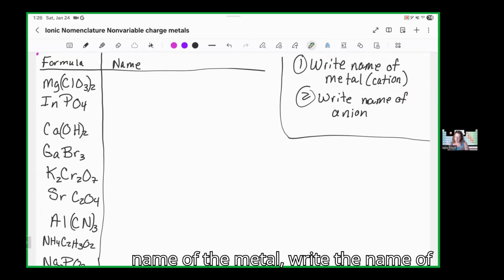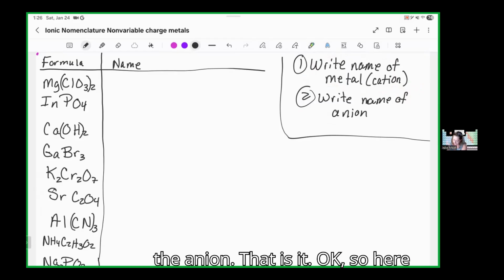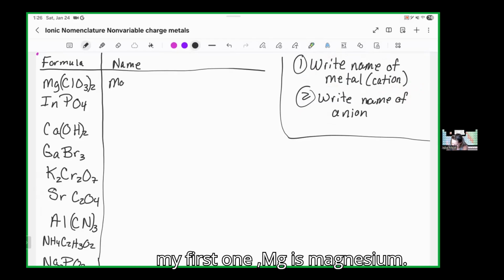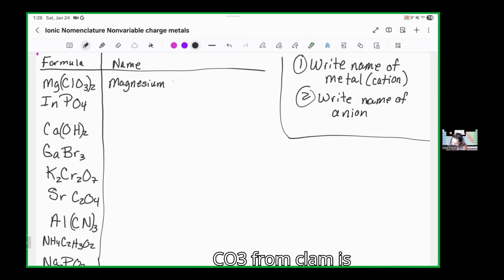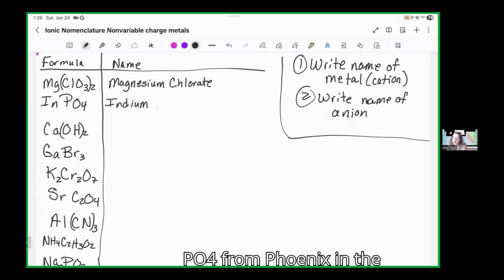That is it. So here my first one, Mg, is magnesium. ClO3 is chlorate. In is indium. PO4 is phosphate.